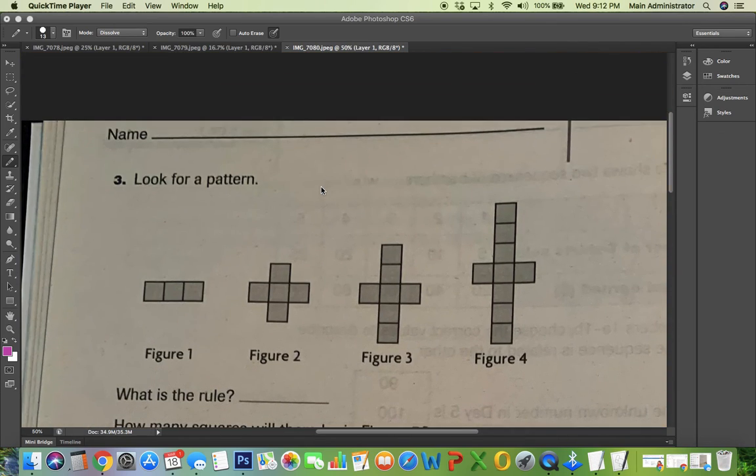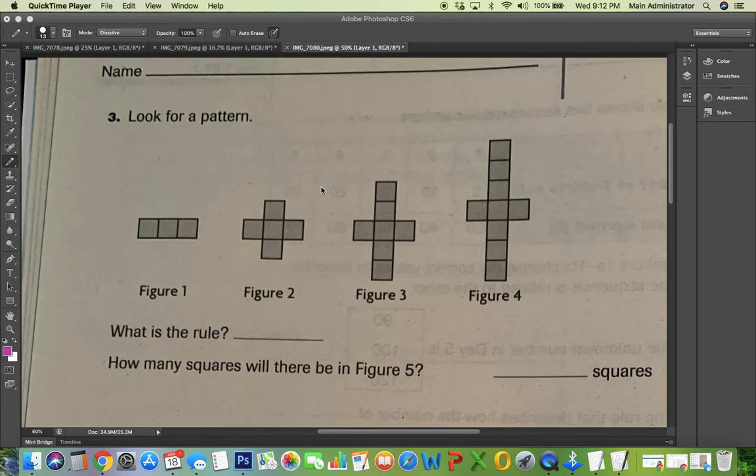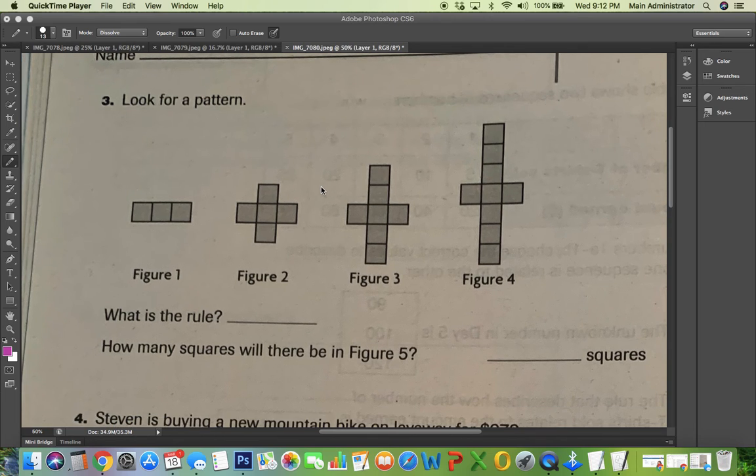SB6, let me check. Yes, SB6. Let's take a look at number 3. We're looking for a pattern. So in figure 1, I see I have 1, 2, 3. Figure 2, I have 1, 2, 3, and then I've added 2 more to the side, so 5.